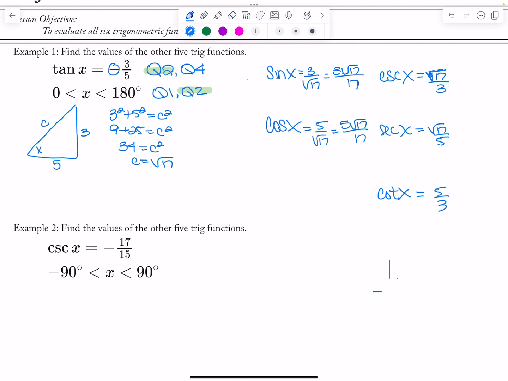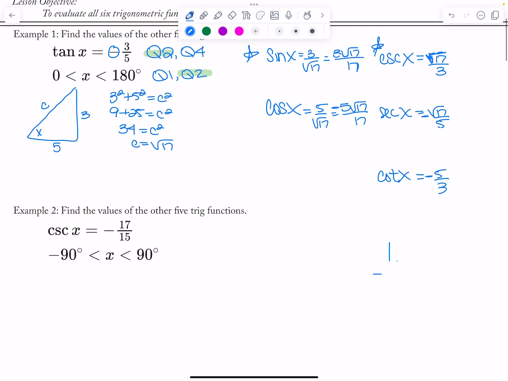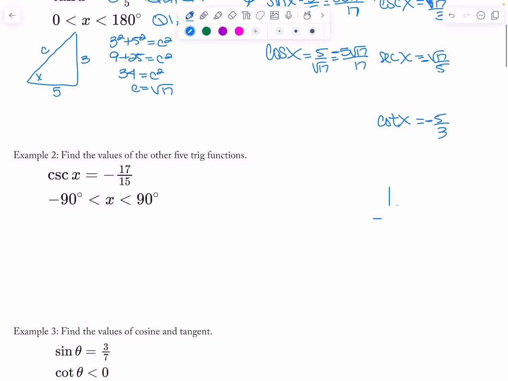Now, the issue is that I'm in quadrant 2. So sine is okay, because sine and cosecant will both be positive. But cosine and secant will be negative, and also my cotangent. So don't forget when you do these that you have to put in your negative values at some point. Sometimes you can do it afterwards if you want. I might forget to do it afterwards, so I might have wanted to do it while I was doing the problem, but it's completely up to you.